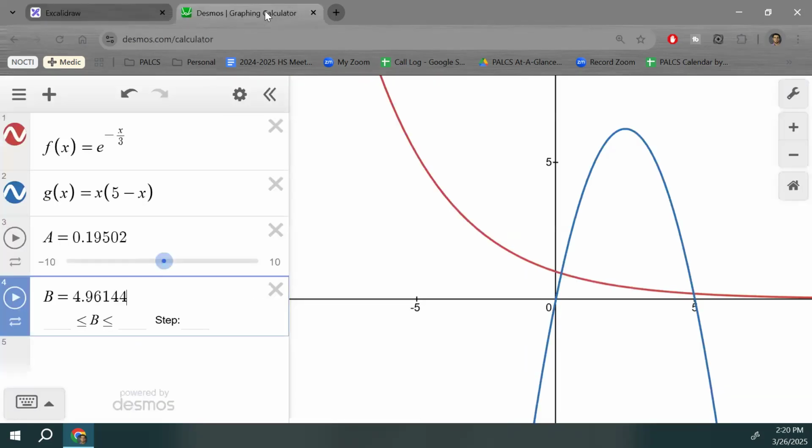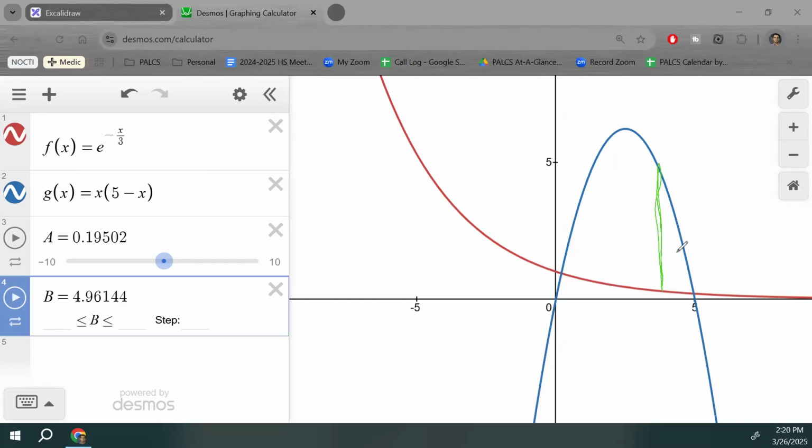The next one is each cross-section perpendicular to the x-axis is a square with diagonal in R. Okay, so they're getting fancy here. The distance is still g minus f, but you have to think of this as a square with the diagonal in the base. Now, if we isolate that square, I know the diagonal is right here. Okay, the area of a square is the side length squared.